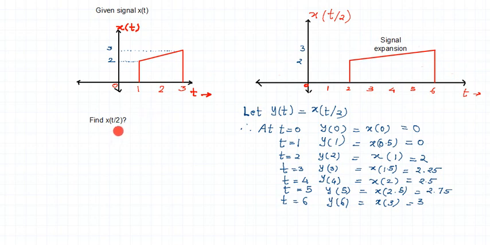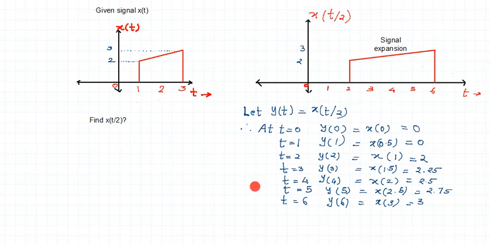So when the scaling factor is between 0 and 1, the scaling results in signal expansion. When a is greater than 1, it results in compression, right? So how is the signal expanded? What is the expansion factor? It is your scaling factor. Your scaling factor is 2, right? So you're expanding by a factor of 2. So simply you could see here this signal is expanded by 2.